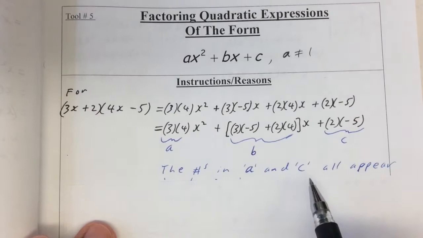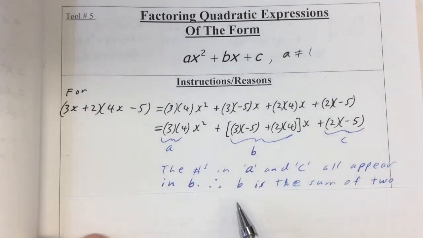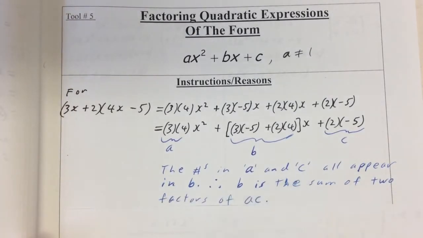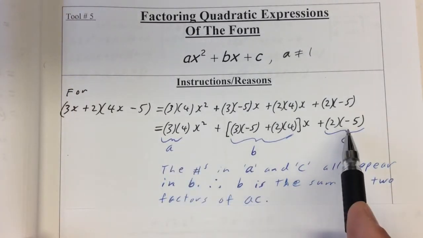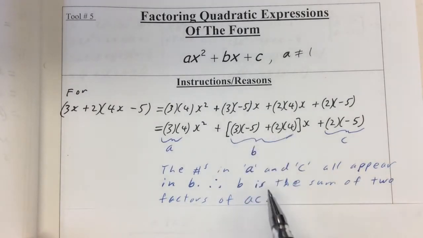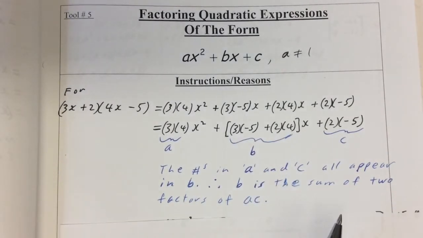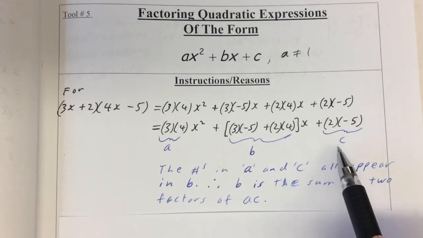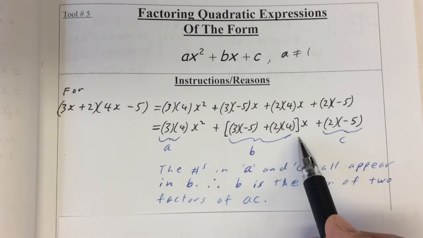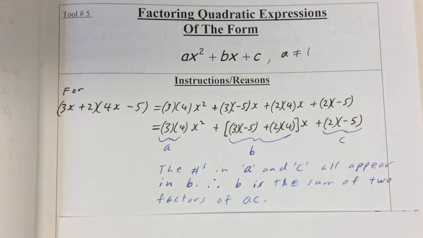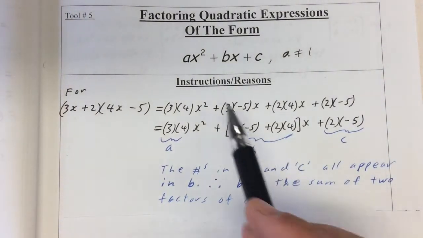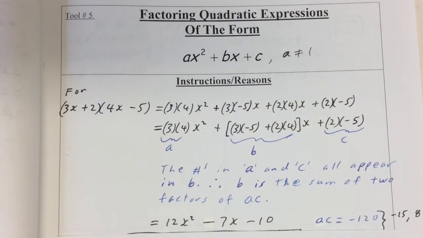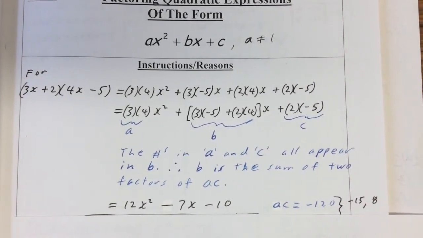Okay, so the numbers in A and C all appear in B. B is the sum of two factors of AC. So you multiply A times C together, then these would be two factors. Okay? So if you could find two numbers that multiply to AC and add to B, then you're possibly going to be able to find the numbers that go in here. Okay? So this would then multiply out to that.